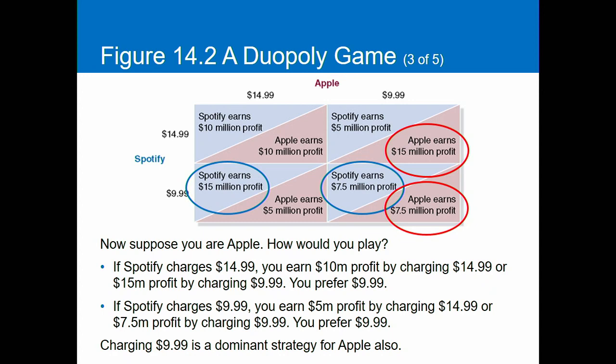They're going to choose the lower price, the $9.99, because no matter what Spotify chooses the price at, Apple will earn a higher profit by selling the lower price. So it's also Apple's dominant strategy. Now what this tells us is that we would expect both of them to charge $9.99. We're going to expect Apple to, and we're going to expect Spotify to. So they're both going to earn a $7.5 million profit in this case.